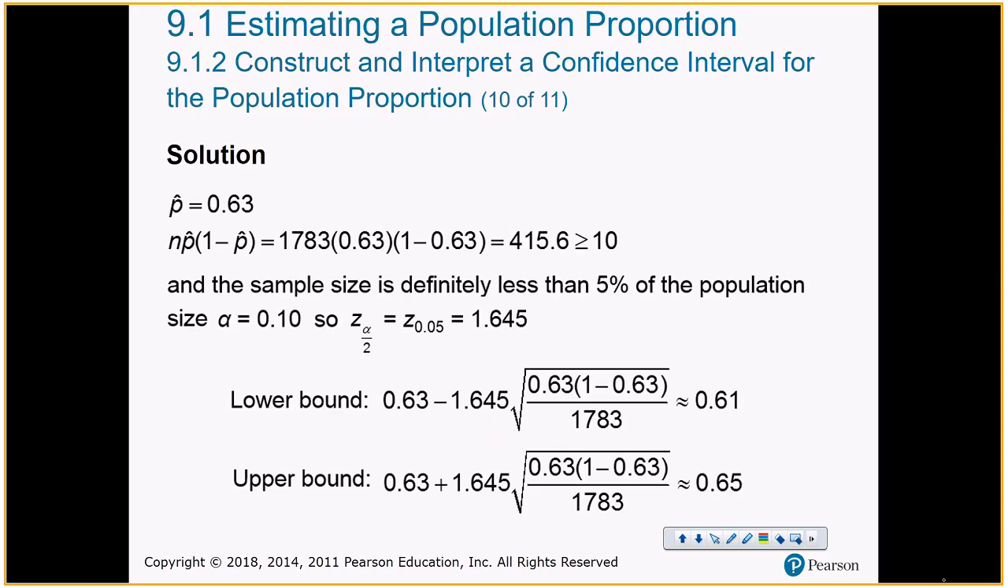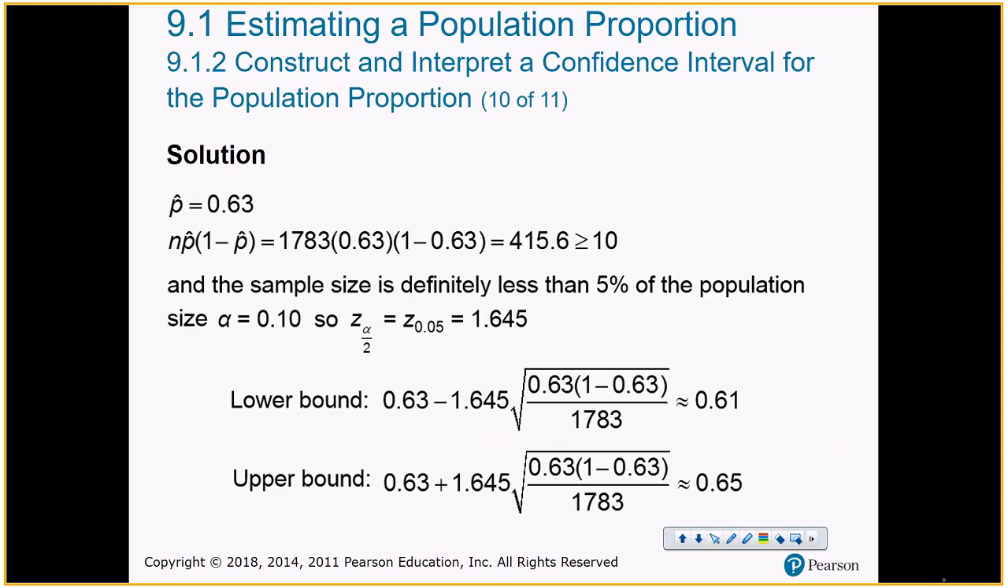Okay? Now, what did they do right here? They checked to see if this is correct. It says NPQ. Write that down. If NPQ is greater than 10, remember 10 is that number that they use, it's got to be greater than 10, then you can do this operation. And the sample size is definitely less than 5% of the population. Well, what's 10% of the population? What was N?